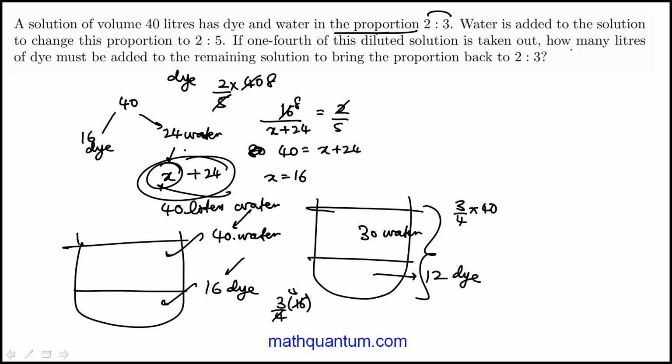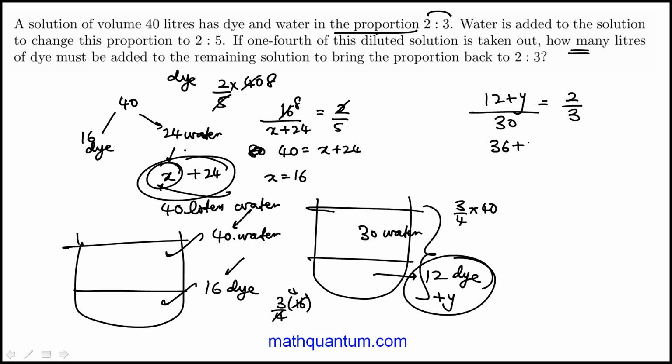Now we're asked how many liters of dye must be added to this remaining solution. So let's call that Y. So if we add Y liters of dye, we need the proportion 12 plus Y to 30 is 2 to 3. So now we cross multiply. 60, that's 24, and I get Y. So you need to add 8 liters.